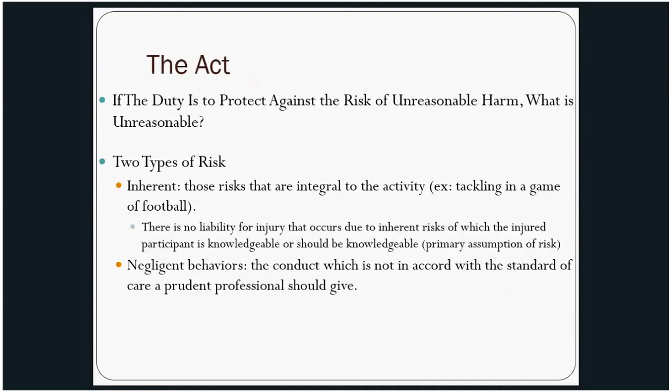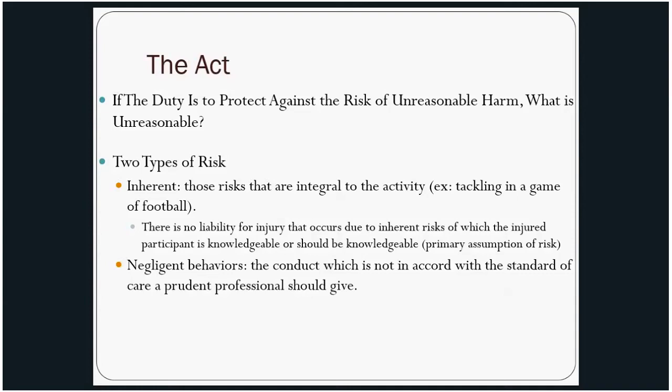If the duty is to protect against unreasonable harm, what is unreasonable? So we look at two different types of risks in sport and recreation. One is inherent. Inherent risks are those that are integral to the activity. You get tackled in football. You're going to get kicked in soccer. You may scrape the bottom of a swimming pool in swimming. You may get hit with a ball in baseball. These are things that are inherent to the game. Changing and lessening them would dramatically change the sport itself. There's no liability for injury that occurs due to inherent risks that the injured party knows or should be knowledgeable about. Know, appreciate, and understand: a primary assumption of risk.